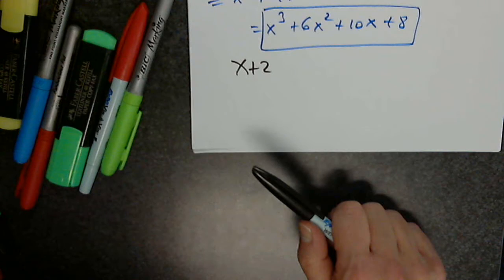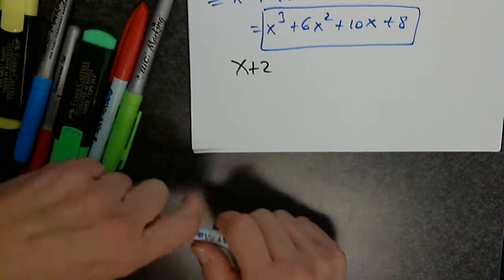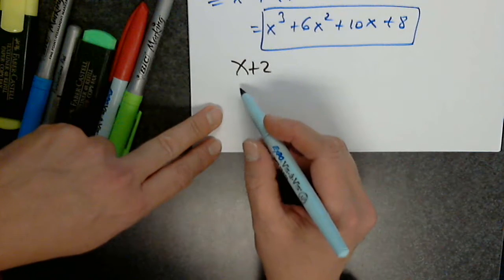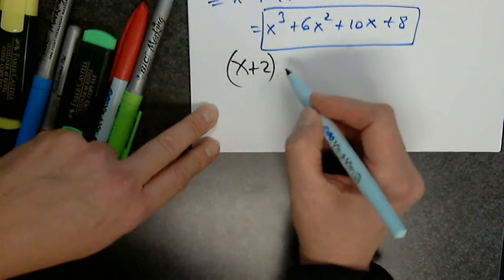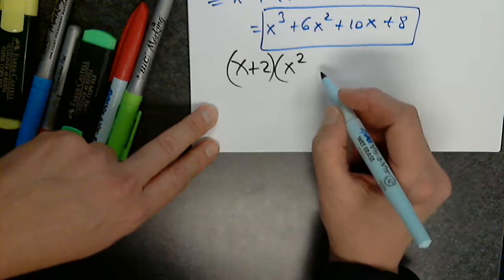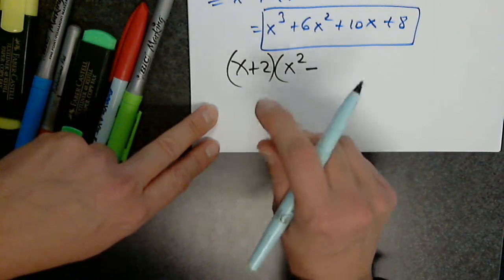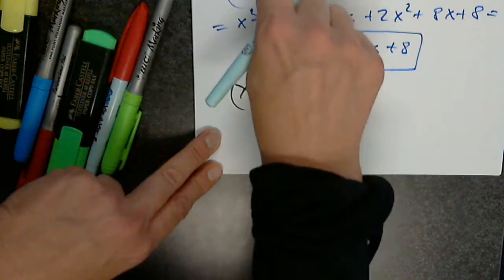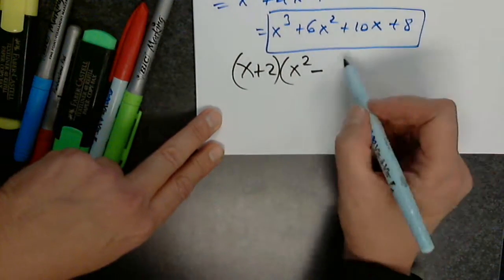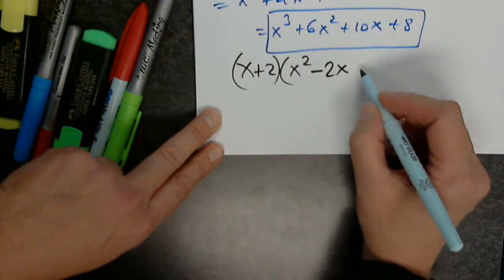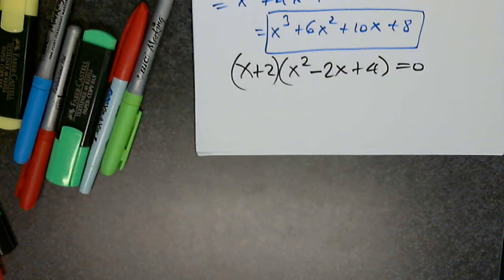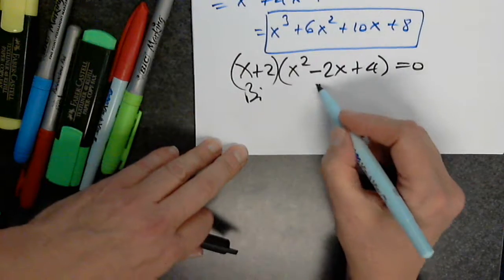X squared minus 2x plus 4. So you said x plus 2 is correct or not? Yes. Okay. Then x squared plus 2x. It has to be minus. When I factor the sum of cubes, I have sum and minus. Plus, plus, minus. Perfect. Minus 2x plus 4. Excellent. So this is the sum of cubes, which factors into a binomial times a trinomial.